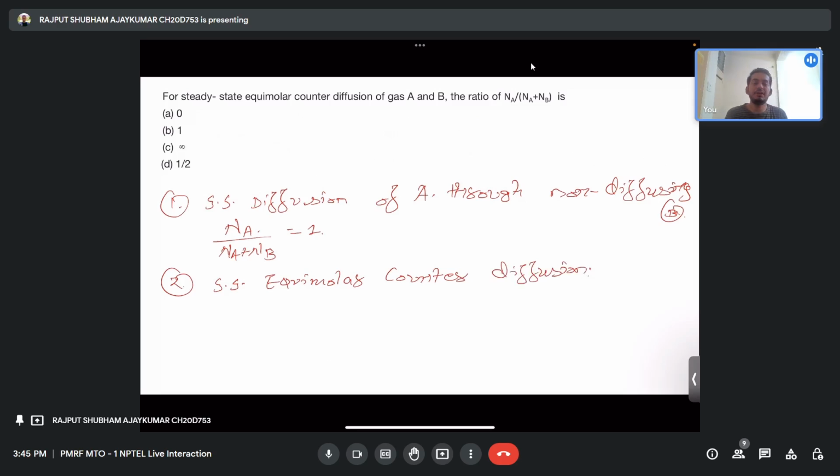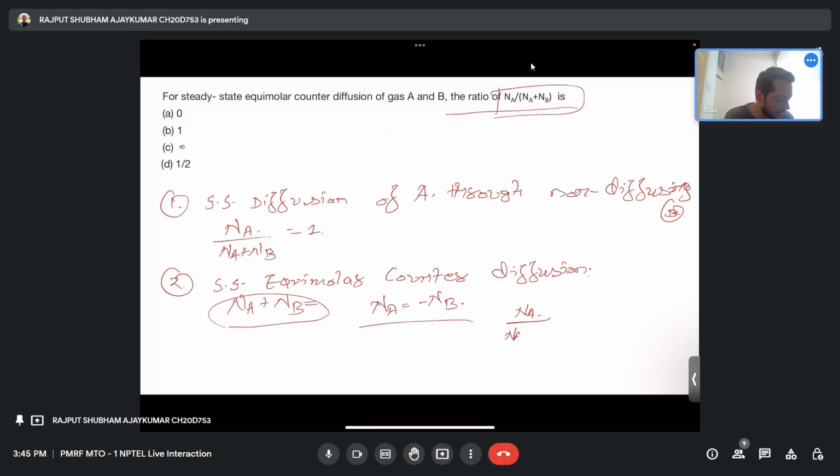So for equimolar, you can take A equal to B. So flux of A plus flux of B equals zero, so N_A equals minus N_B. And they have asked in the equation for the ratio of N_A by N_A plus N_B. So we can say N_A upon N_A plus N_B equals N_A upon 0. We know that 1 by 0 is infinity, so this will be infinite. So the correct answer will be C.